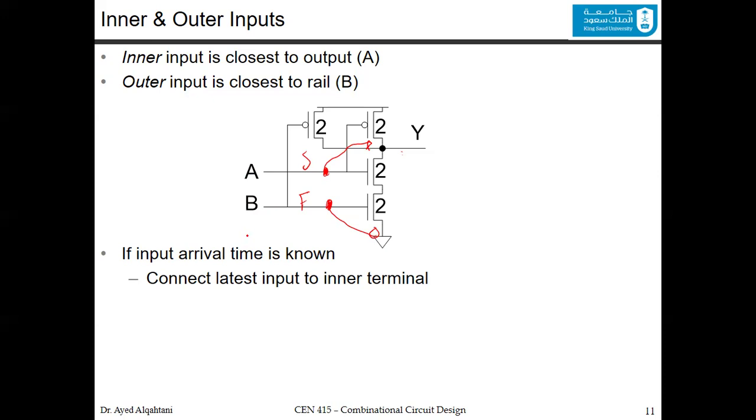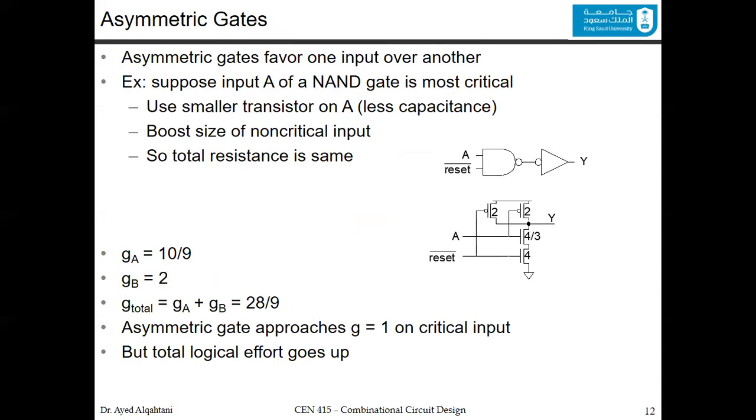So let's jump to the next subject, which is called the asymmetric gate. The asymmetric gates favor one input over the other. So if you have two inputs, A, and for example, here we have reset, which is active low in our example, you favor one input over the other. Maybe A, maybe the reset. When you look at it, you would say, I know that the reset, I do it only once at the beginning.